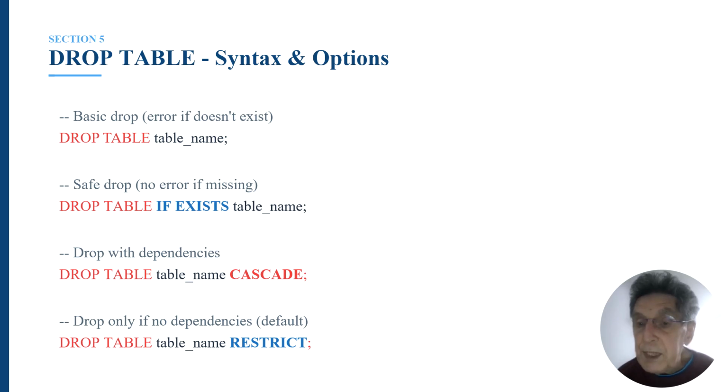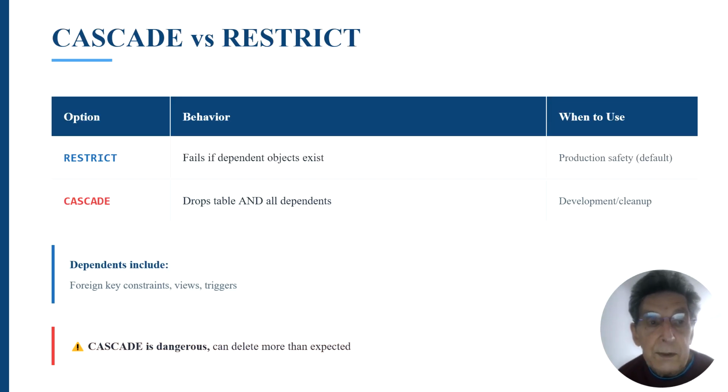Drop only if safe is drop table and table name with restrict. This fails if any dependencies still exist, and is a good test to be sure that if you are intentionally trying to destroy data, you've eliminated the interdependencies before you drop the table. So key point, unlike data manipulation language, drop table cannot be rolled back. Once it's executed, the table is gone.